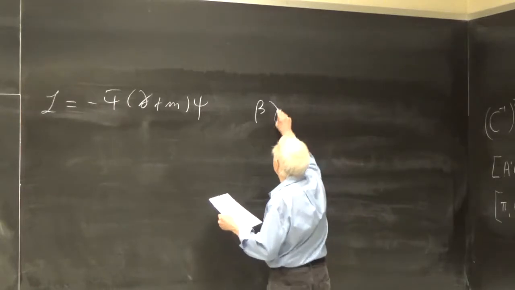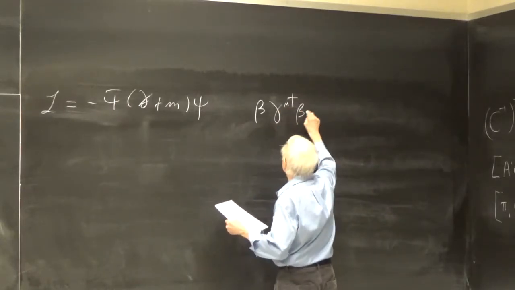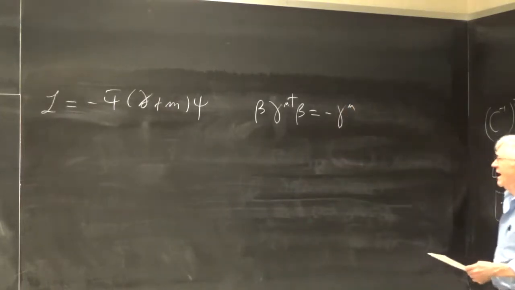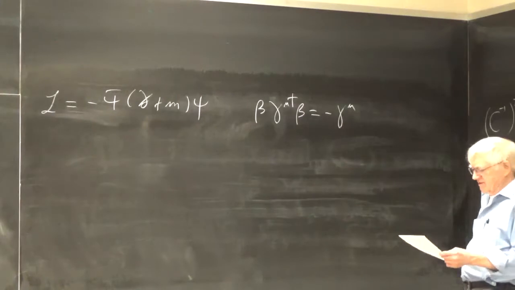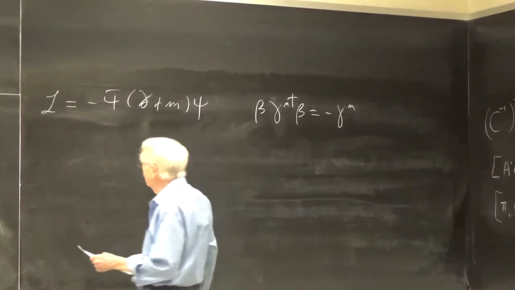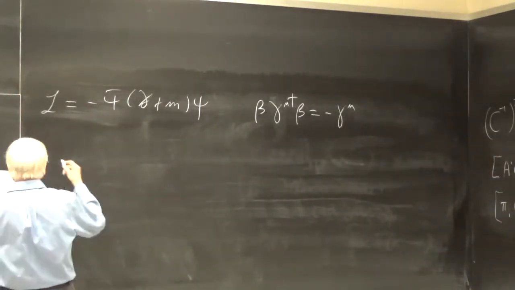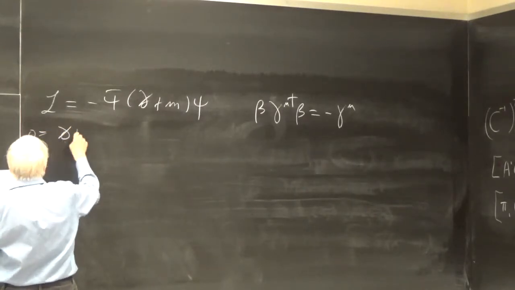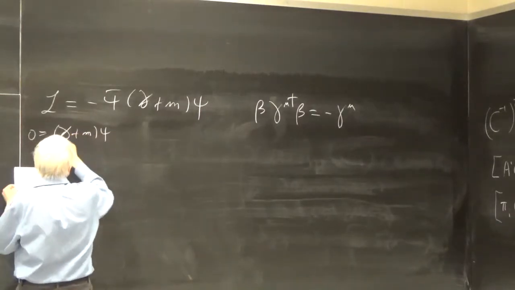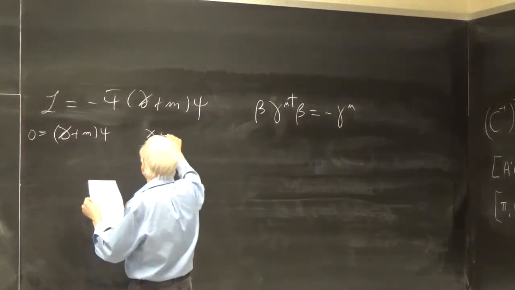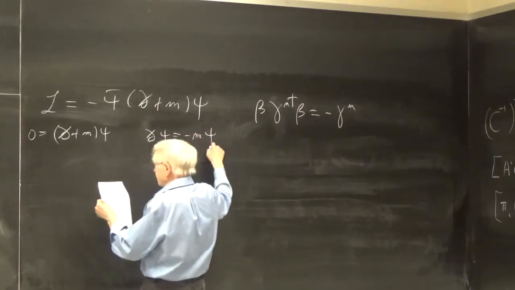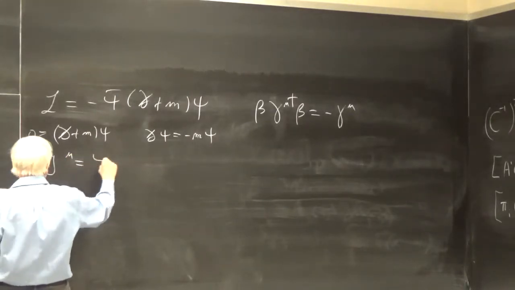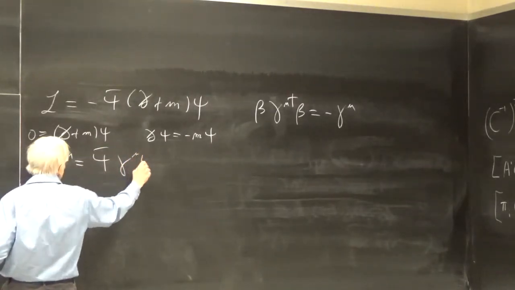So beta, gamma mu dagger beta is minus gamma mu. That's how the gamma matrices work in Weinberg's notation. The Dirac equation is d slash plus m psi equals 0, and so in particular d slash psi is minus m psi. So now we can consider a current J mu, which is psi bar gamma mu psi.